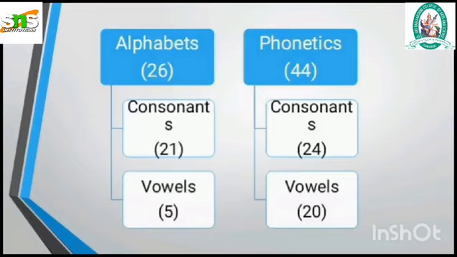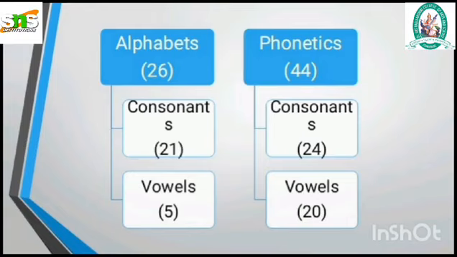So we have 26 alphabets. In the 26 alphabets we have 21 consonants and 5 vowels. When we come to the English language or English sounds, we have 44 sounds which we use to speak or to communicate. These 44 sounds are segregated into 24 consonants and 20 vowels. That is, the 21 consonants in the alphabet give us 24 different sounds, and the 5 vowels from the alphabet give us 20 different vowel sounds.